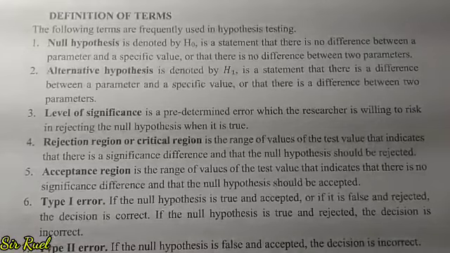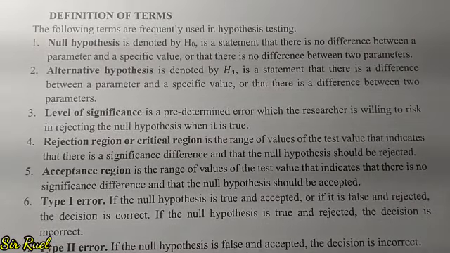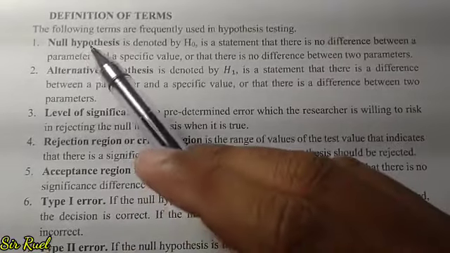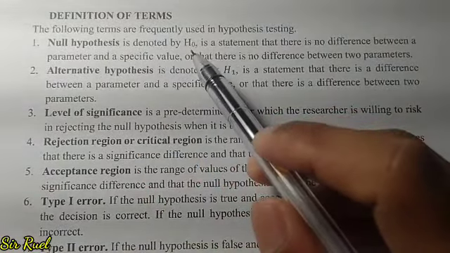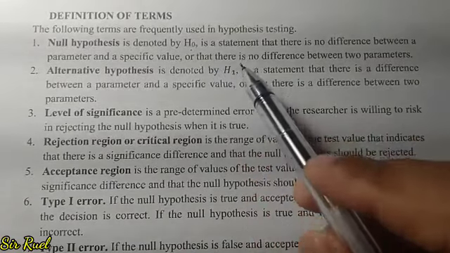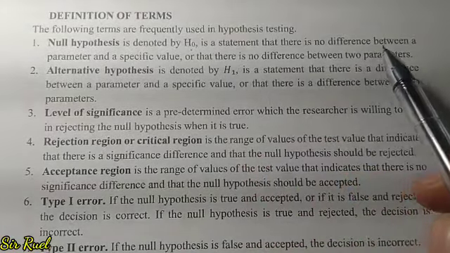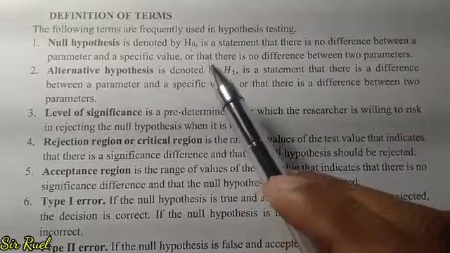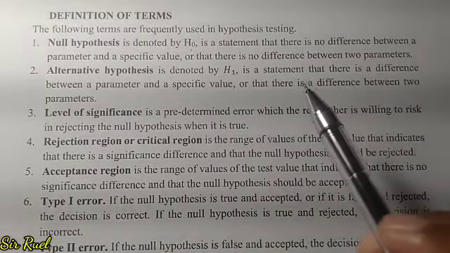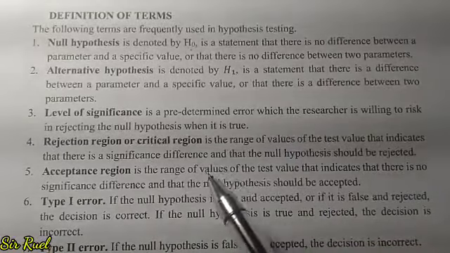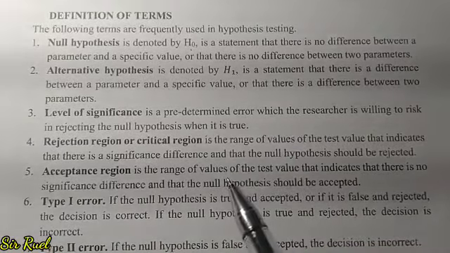So, let's define first some terms used in hypothesis testing. Yung una doon is the null hypothesis. Okay? So, null hypothesis is denoted by H sub 0. Ito yung symbol niya. No? It is a statement that states that there is no difference between a parameter and a specific value, or that there is no difference between two parameters. Okay. So, yung sabi niya na walang pinagkaiba yung parameter at saka yung specific value.